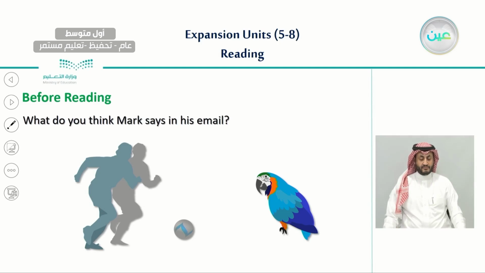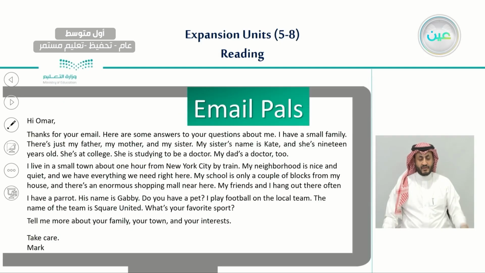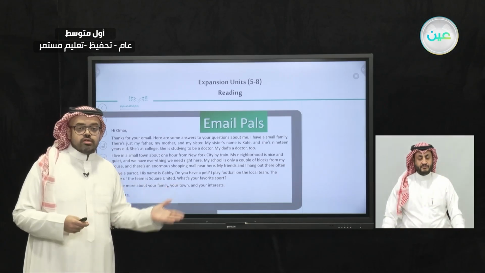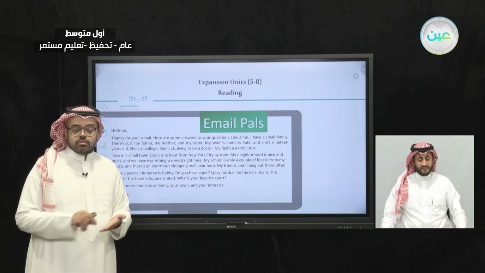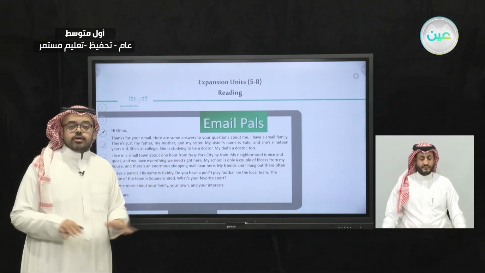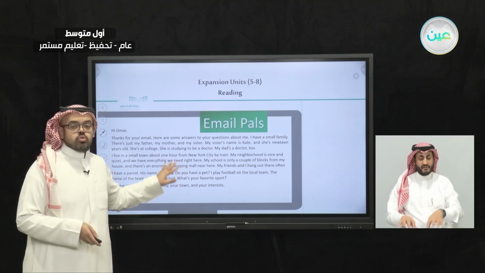So let's have a look at Mark's email and find out what exactly Mark has to say to his friend Umar. On page 74, you will see an email similar to this called Email Pals. Email Pals is the same as Pen Pals that we have learned before. A pen pal is a friend who writes to his friend by hand, writing a letter. And here we have Email Pals, the same idea, two friends sending to each other, but through email.